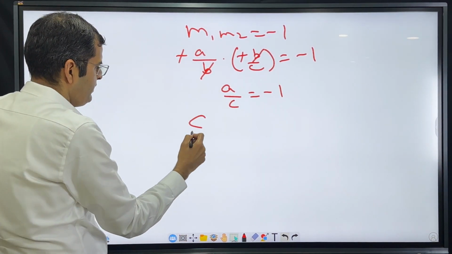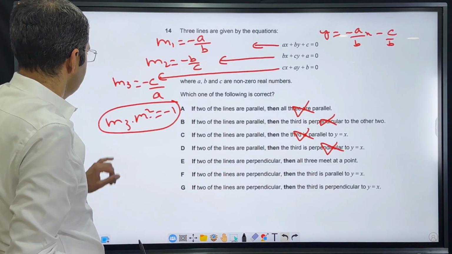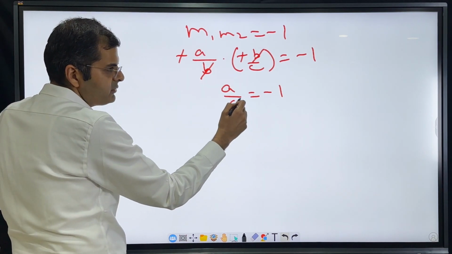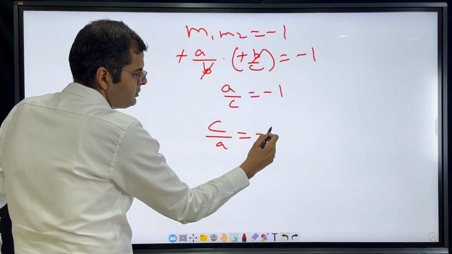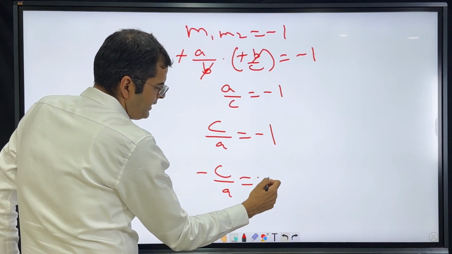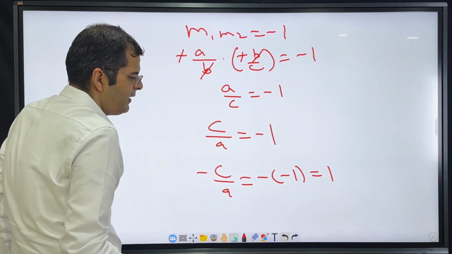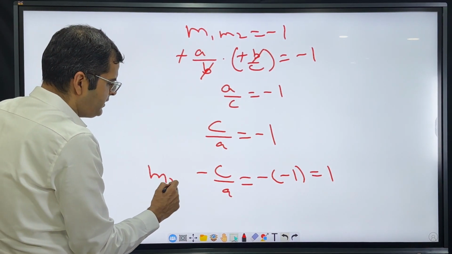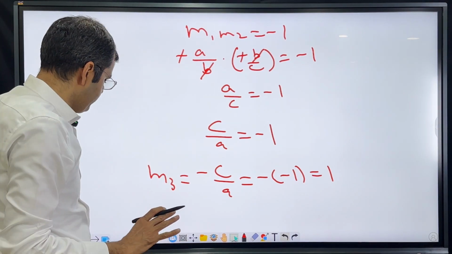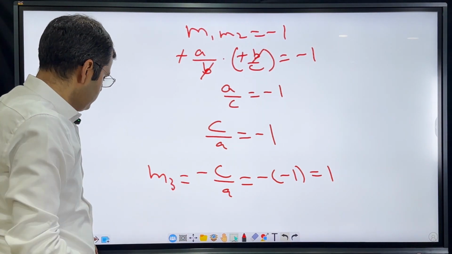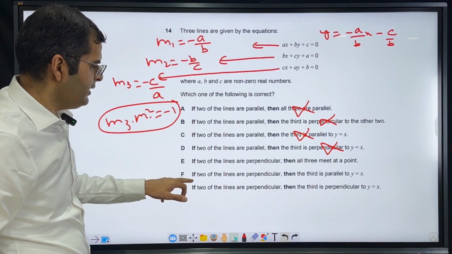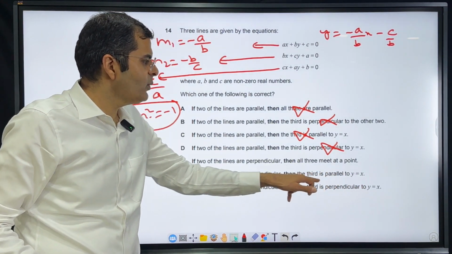Now what is m3? M3 is minus C by A. So if A by C is -1, C by A is also -1, the reciprocal of that. And minus C by A is minus of -1, which is +1. So minus C by A, which is m3, comes out to be 1. If m3 is 1, that means it is the same as the slope of the line y equal to x. So if two lines are perpendicular, then the third line is parallel to y equal to x.